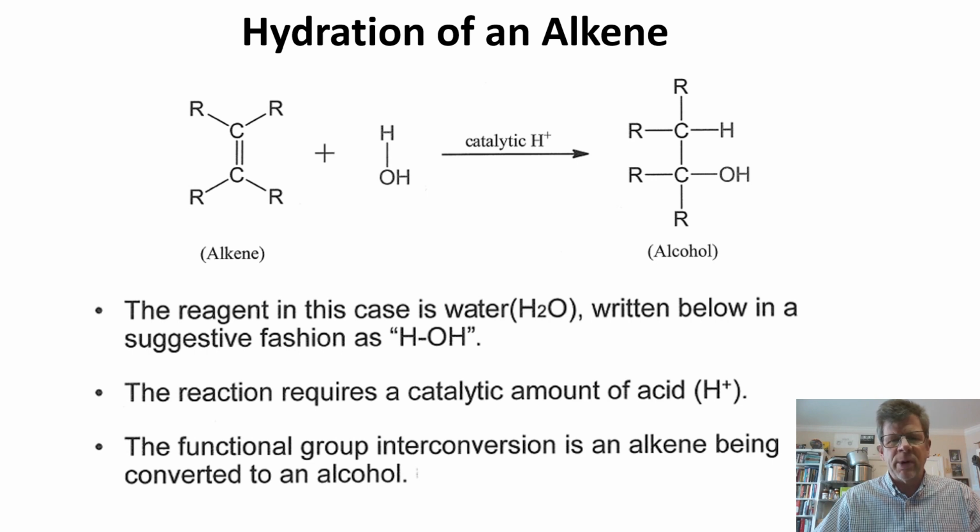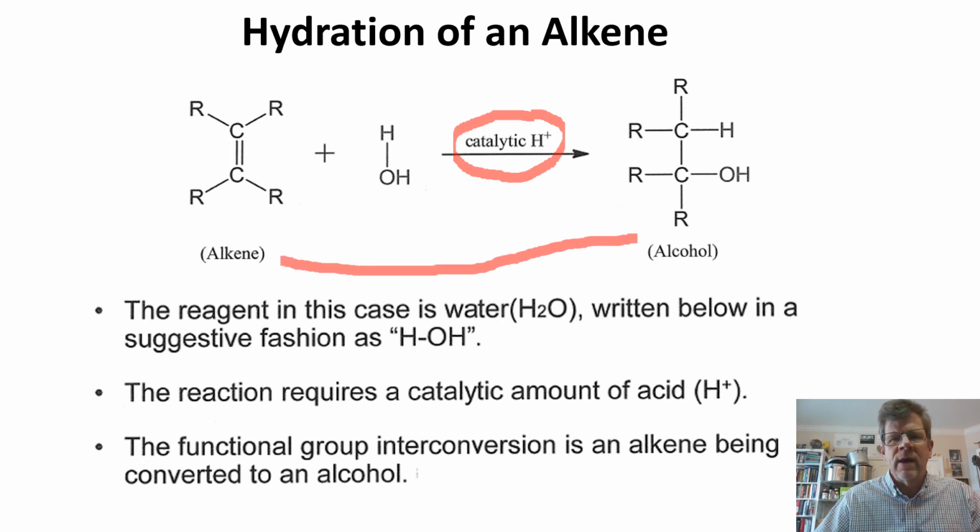Conditions for this particular reaction are catalytic acidic conditions. We see this as catalytic H plus frequently, that H plus meaning that there is a small amount of acid in the water or in the solution. It is low pH, and under these conditions, we have a functional group interconversion, in this case from an alkene into an alcohol, and we're going to see ultimately how this works.